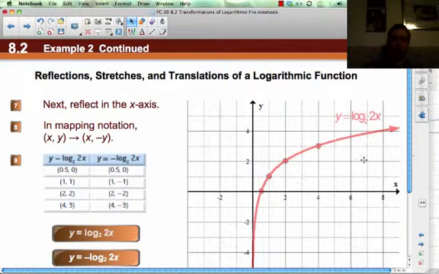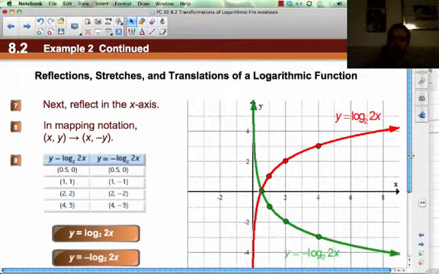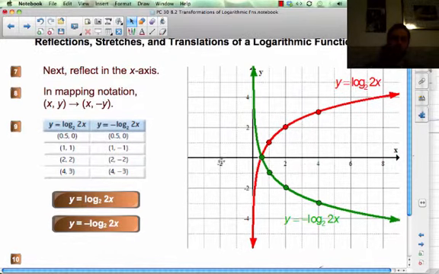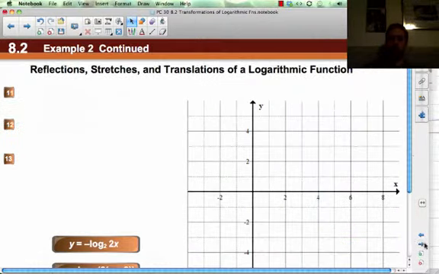So this is the one that we had graphed on the last page, and this is the new one, the reflection in the x-axis. All the x values stay the same, so x is 1 here and x is 1 here, but now we've turned a 1 into a -1, and a 2 into a -2. So it's simply just flipping those y values.